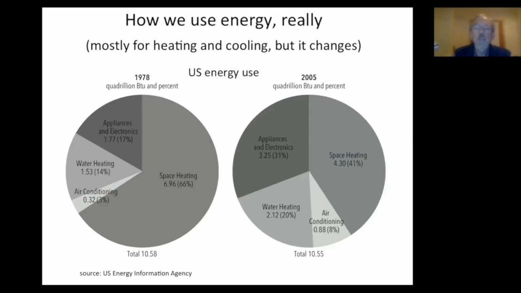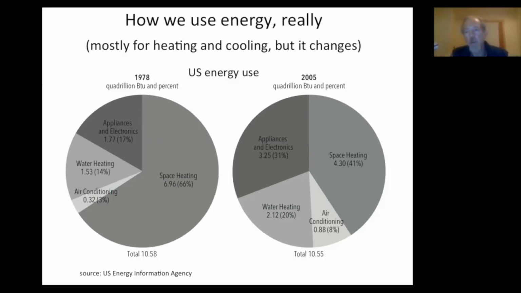What's very interesting in this graphic, the reason I wanted to show it, was because we're actually using almost exactly the same amount of energy that we were using in 1978, or at least in 2005. Those are, for some odd reason, the most recent numbers I could come up with. But we were using 10.58 quadrillion British thermal units in 1978, and now we're using 10.55. So just about exactly the same amount of energy, but the big growth area in energy consumption is appliances and electronics. We pretty much doubled the amount of energy that we're using for appliances.